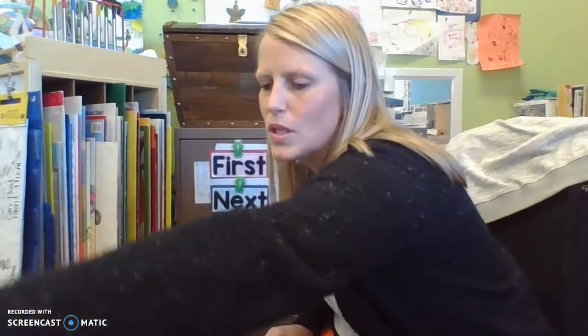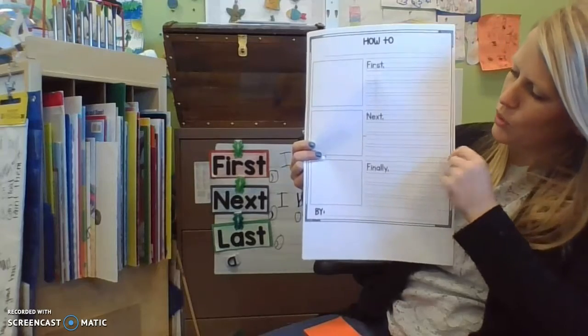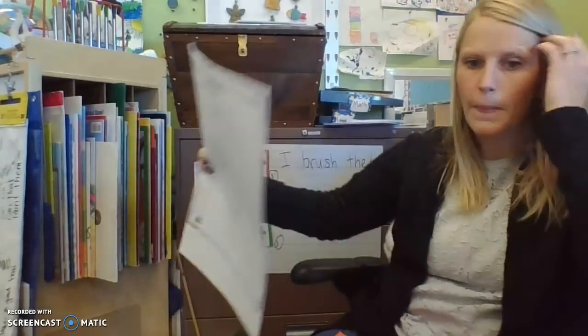So right now we're using these boxes that have those transition words. Our next few how-tos will have these, but then in a few weeks we're going to go so that we don't have any words on these at all, and we'll have to remember to write down our transition words and commas.